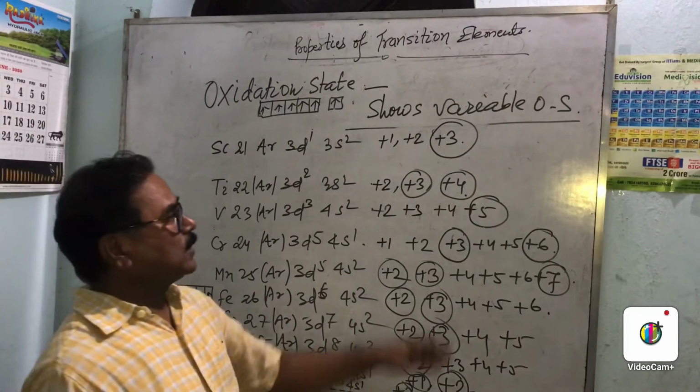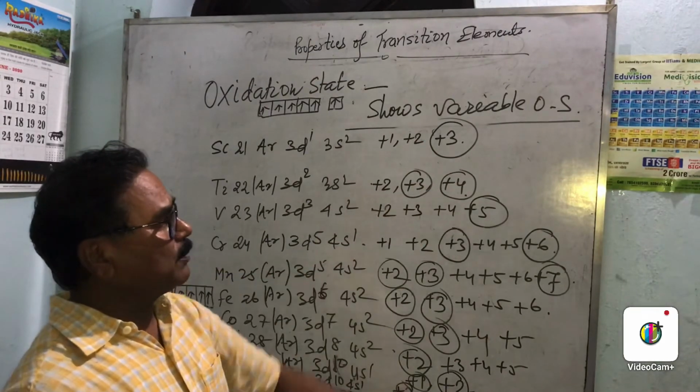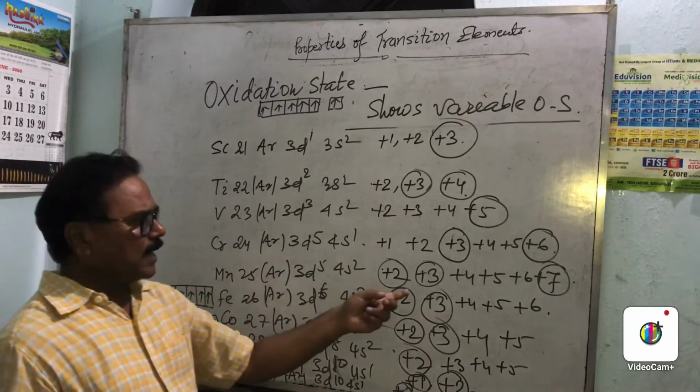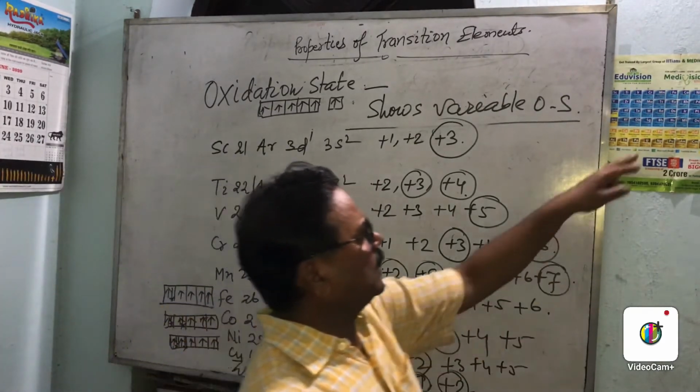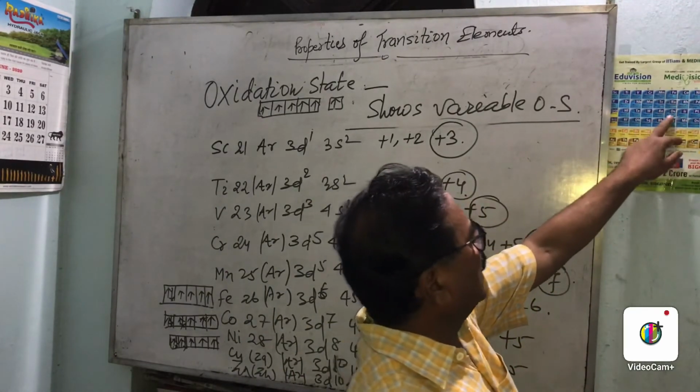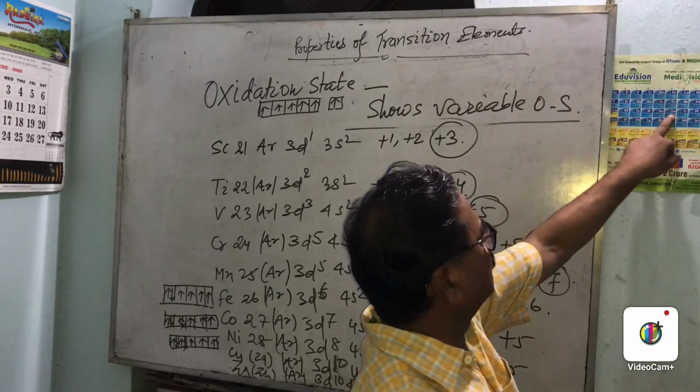Similarly, if we talk about the second series, which shows the maximum number of oxidation states, and here if we take that, this is osmium, right?